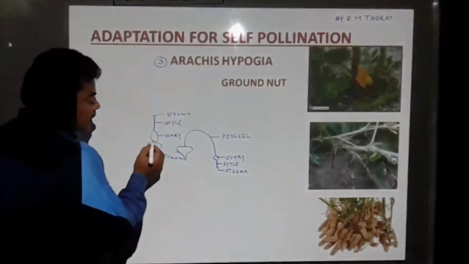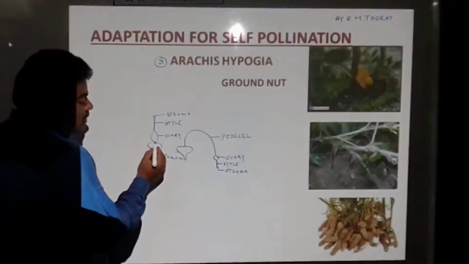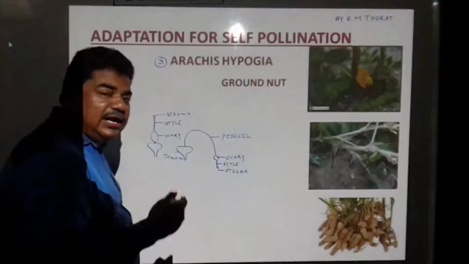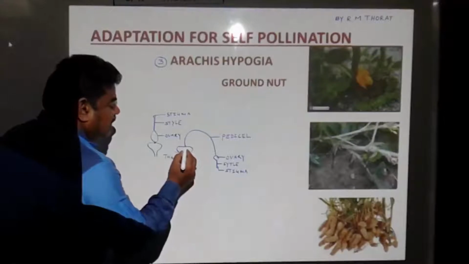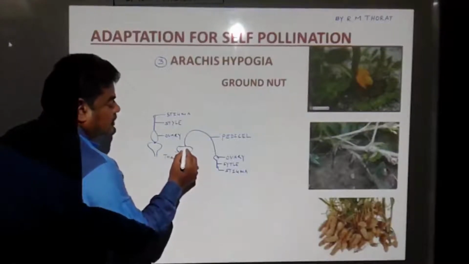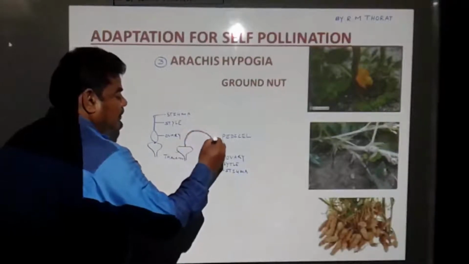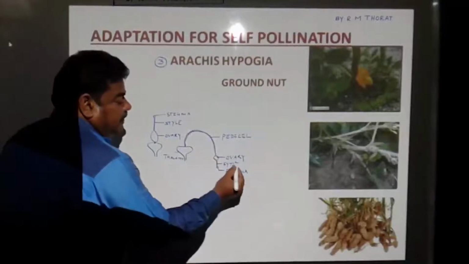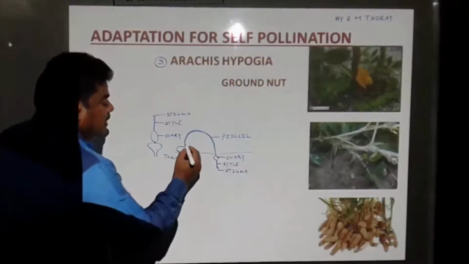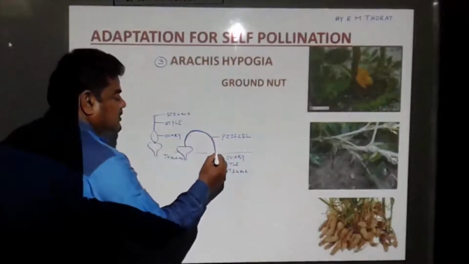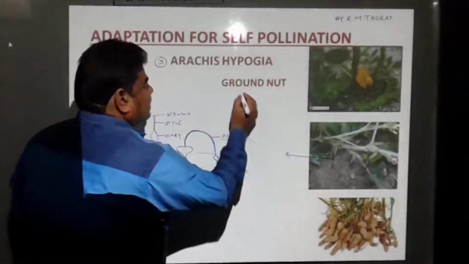Now what happens? The tissue present at the base of the ovary on the thalamus divides and redivides, and forms a pedicel-like structure. By the cell division process, this structure elongates very long, bends down, and buries the ovary, style, and stigma inside the ground. Such a structure that gets formed we call a pedicel. Such pedicel formation takes place in these groundnuts.